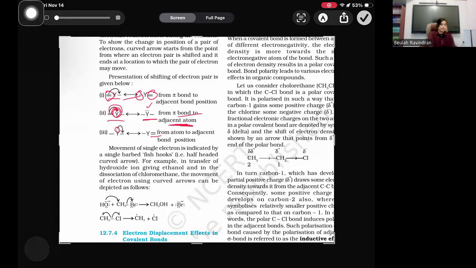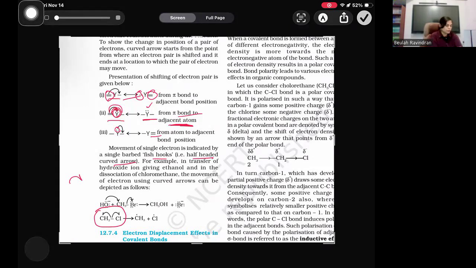So for a pair of electrons, the arrow mark given is a curved arrow, or this fish hook kind of half-headed curved arrow is represented here. Okay, it is half-headed like this, fish hook like. So this kind of arrow is representing the transfer of the electron. The single electron is transferred.